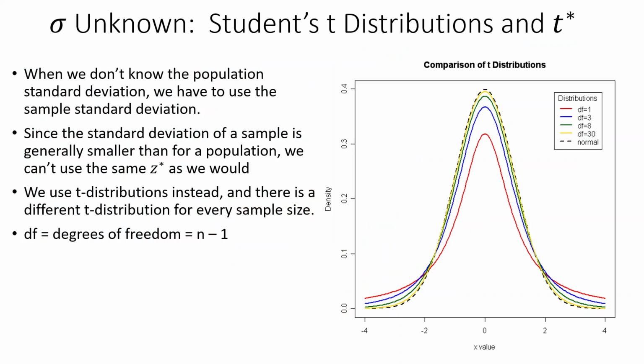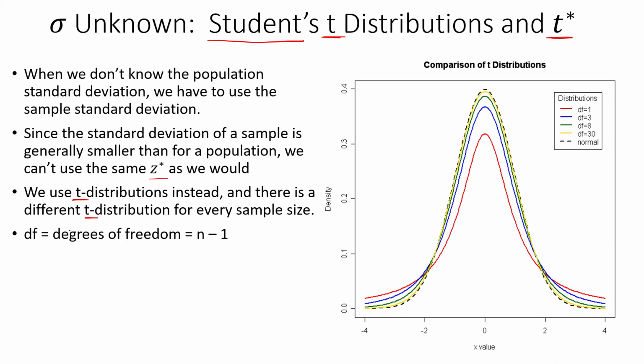We are instead going to use the t-distribution, and we're going to work with t stars instead of z stars. So when we don't know the population standard deviation, we have to use the sample standard deviation. Now, if we use the sample standard deviation and we try to make these intervals with z-distributions, it doesn't quite work. So mathematicians worked it out and found these other distributions called t-distributions, or sometimes Student's t-distributions, because when it was originally published, the paper was written by a student.